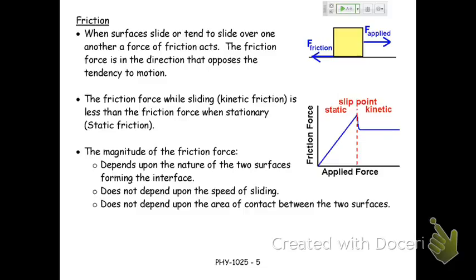I want to introduce friction. So friction is that resistance to motion that's caused when one surface rubs against another. And it depends a lot on the two surfaces. It's not dependent on one surface. You can't say copper is always smooth and frictionless, because it depends what it's rubbing against.